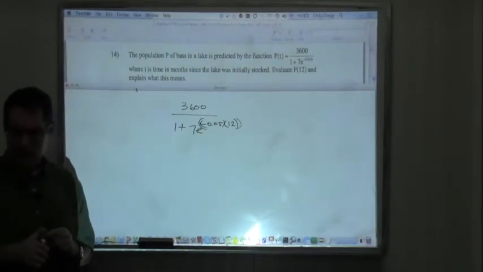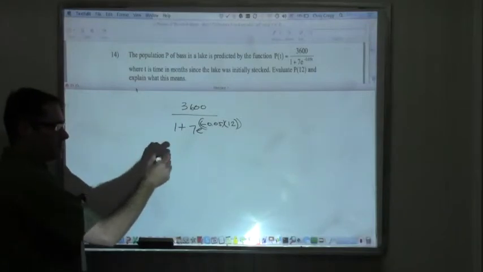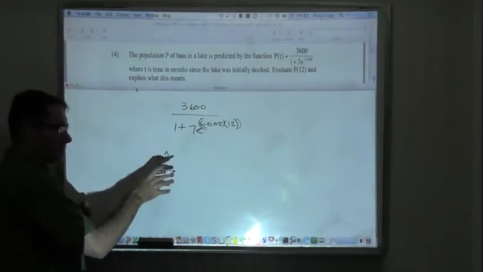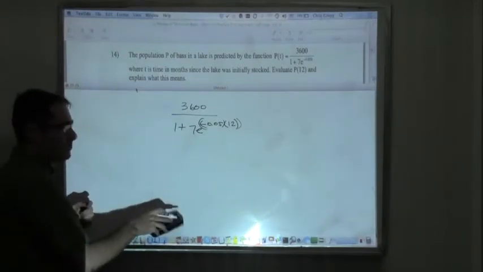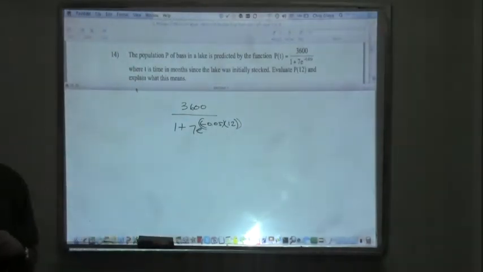Careful on some of your calculators. When you type the little e button, some of the calculators actually put the little caret in there for you. Some of them don't, but it means that. You just got to be careful. The blue calculators, the TI ones, put the little caret. The other ones don't, so you got to be a little careful on that.